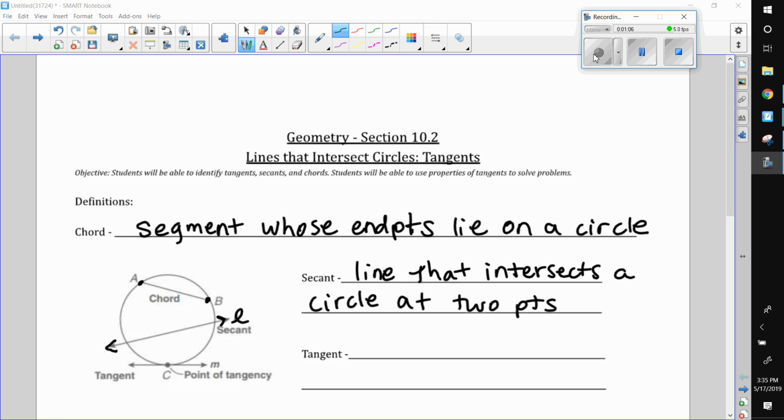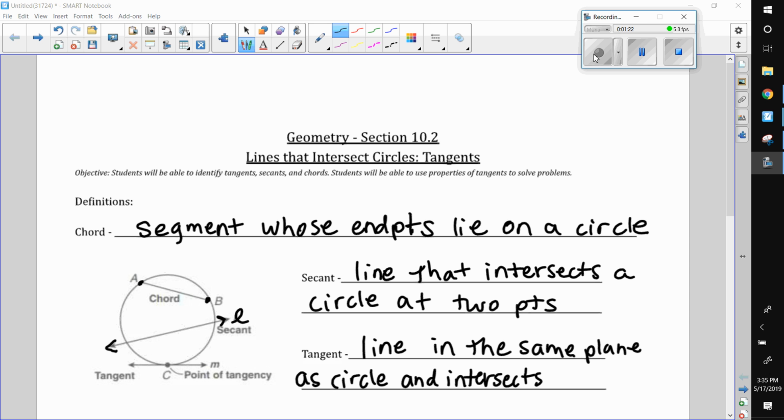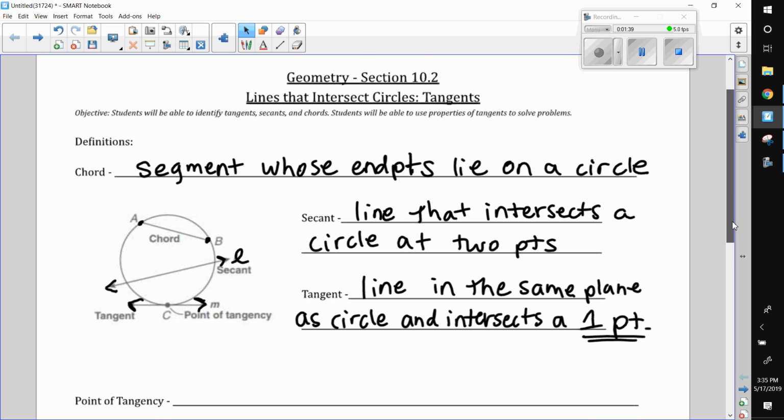And then your tangent is also a line in the same plane as your circle. It intersects your circle at 1 point, and that's important. It's only at 1 point that it intersects. So your tangent is again a line. It's got these arrows, and it only touches the circle 1 time. That's an important property of your tangent.